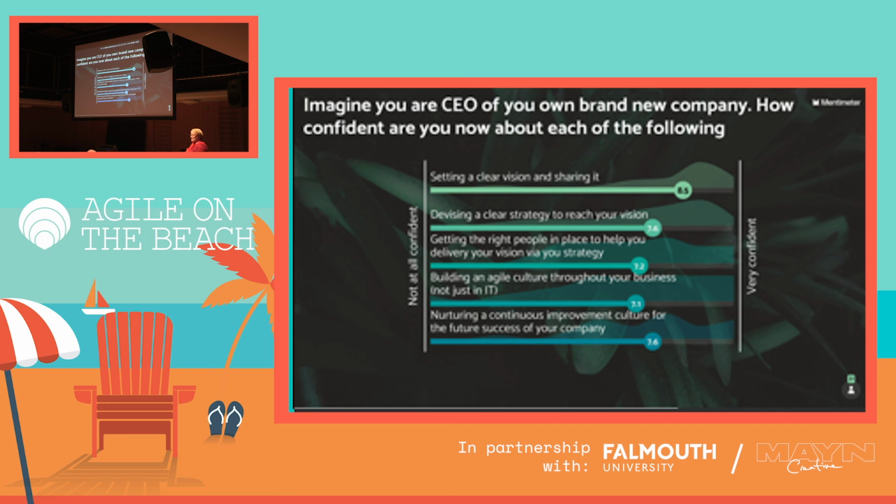So imagining that you're the CEO of your brand new company, how confident are you about setting a clear vision? Yes, awesome, 8.5. Devising a clear strategy to reach your vision, again, good. Getting the right people in place. Building an agile culture throughout your business, not just in IT. And nurturing a continuous improvement culture for the future. So those are nice and high. I should have done one before and after. I wish I'd done that now.